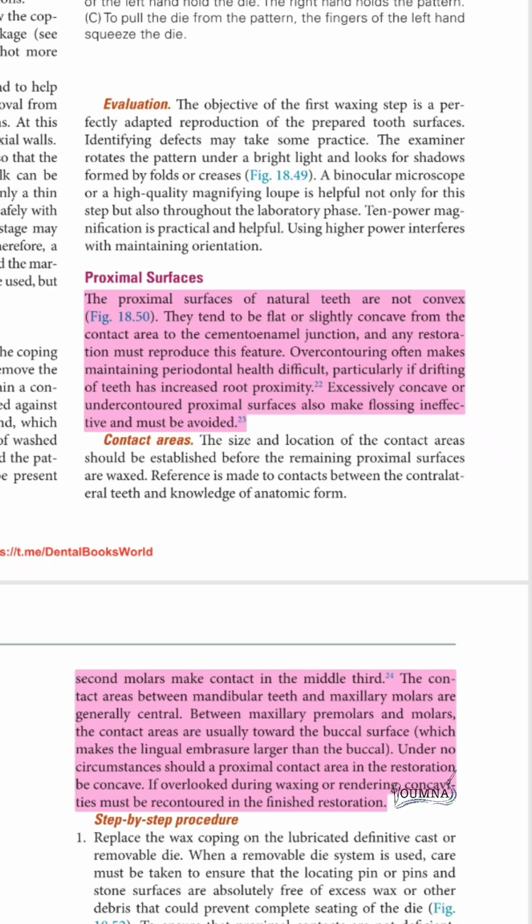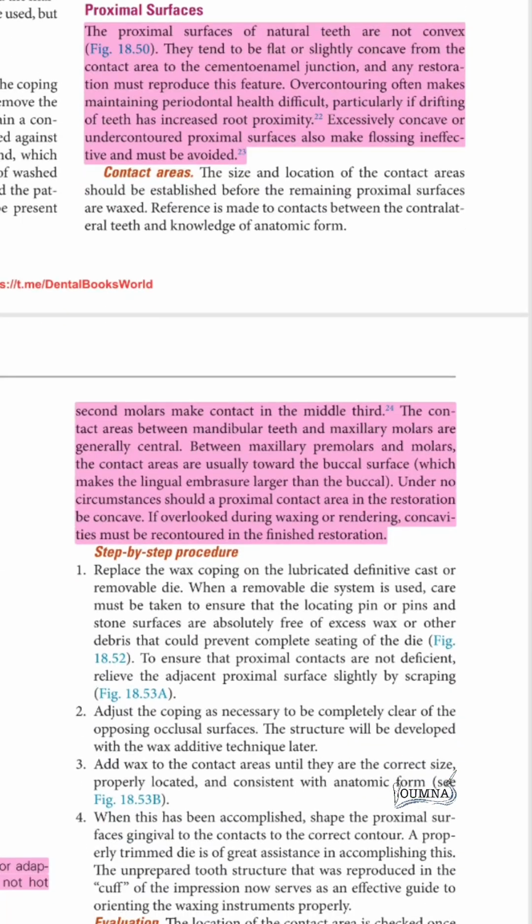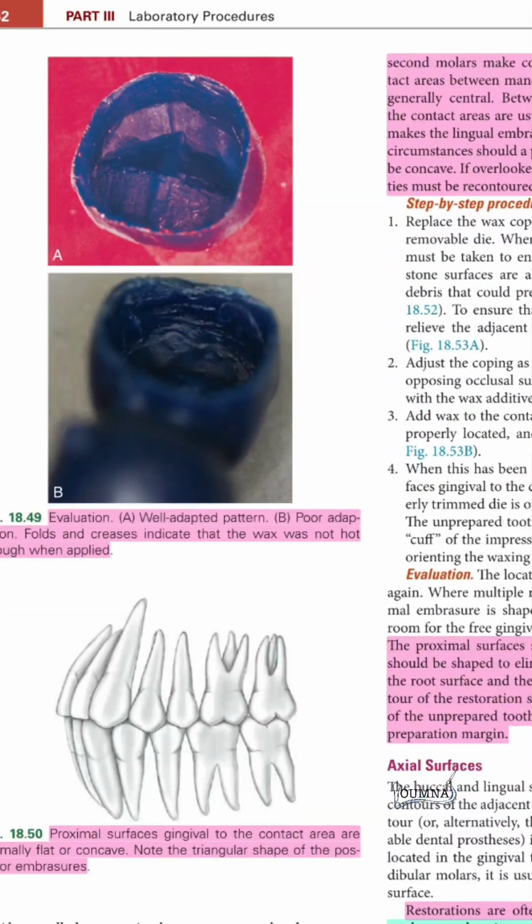In natural teeth, the surfaces are not convex. They tend to be flat or slightly concave from the contact area to the cemento-enamel junction, and any restoration must reproduce this feature. If we over-contour, it will make periodontal health difficult, and if we make under-contoured proximal surfaces, it will make flossing inefficient, so this must be avoided.